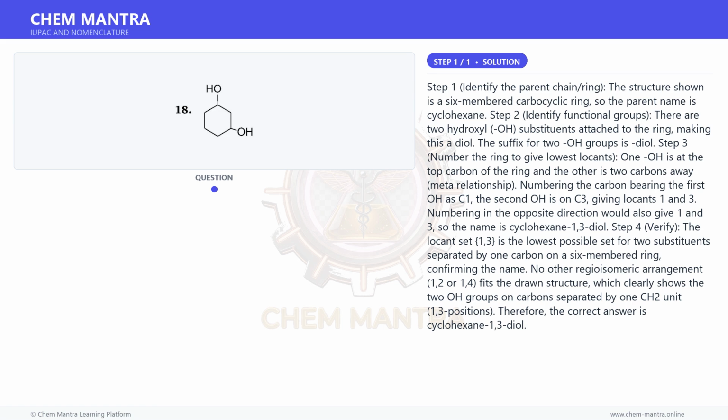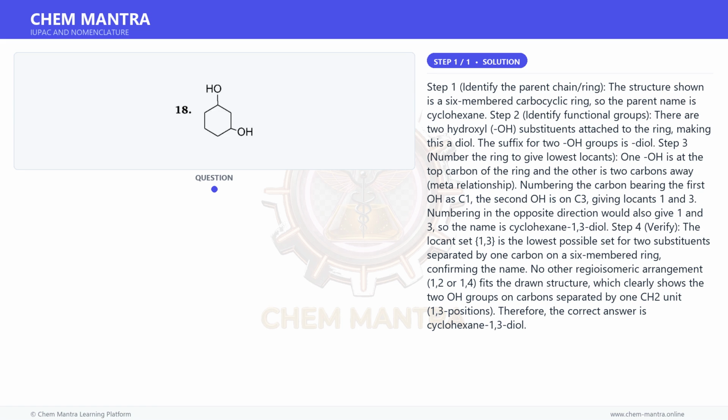Step 3. Number the ring to give lowest locants. One OH is at the top carbon of the ring and the other is 2 carbons away, a meta relationship. Numbering the carbon bearing the first OH as C1, the second OH is on C3, giving locants 1 and 3. Numbering in the opposite direction would also give 1 and 3, so the name is cyclohexane-1,3-diol.